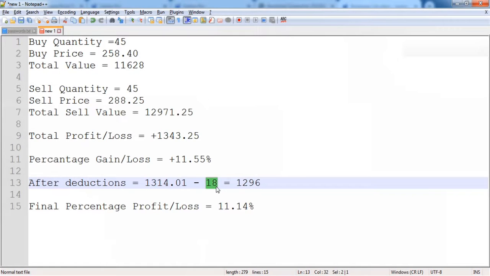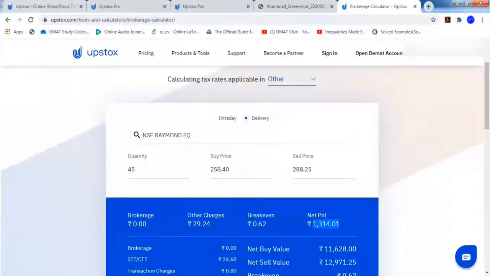Within a particular company, assume Raymond, even if I purchase one stock and sell one stock, or I purchase 100 stocks and sell 100 stocks, or it may be 1000, it may be 10,000, this 18 rupees will be constant. So from the net PNL that is displayed in the calculator, we need to deduct 18 from it, and that is the final amount which will be transferred into our Upstox brokerage account. So this is how you need to use this calculator.